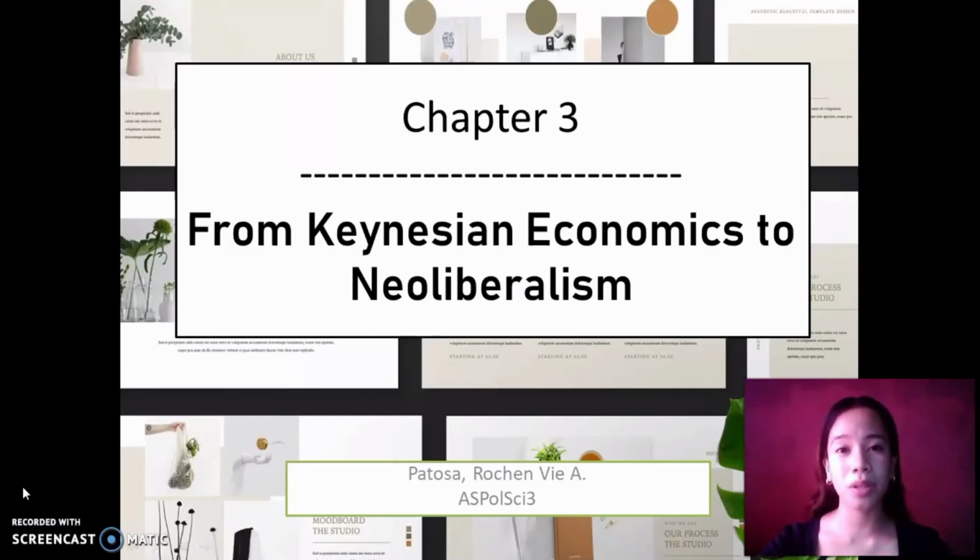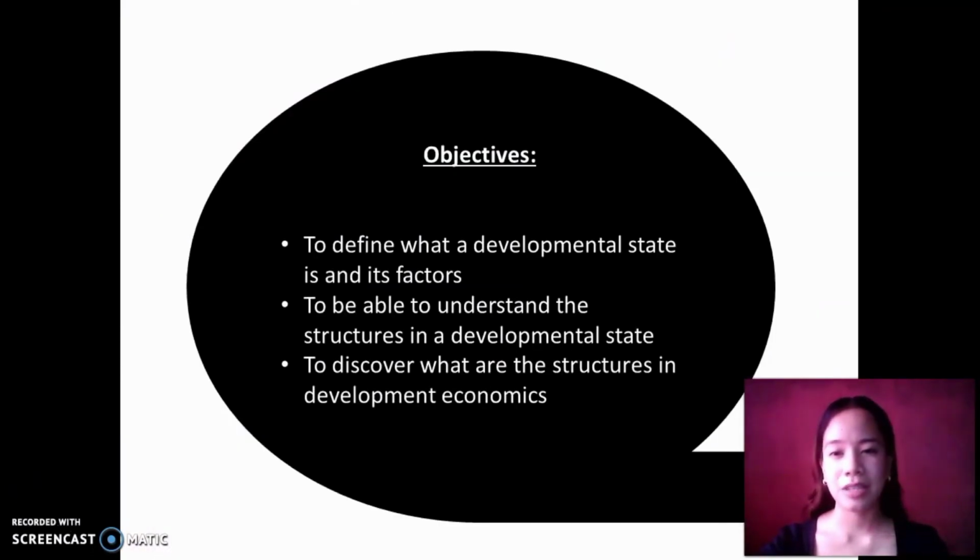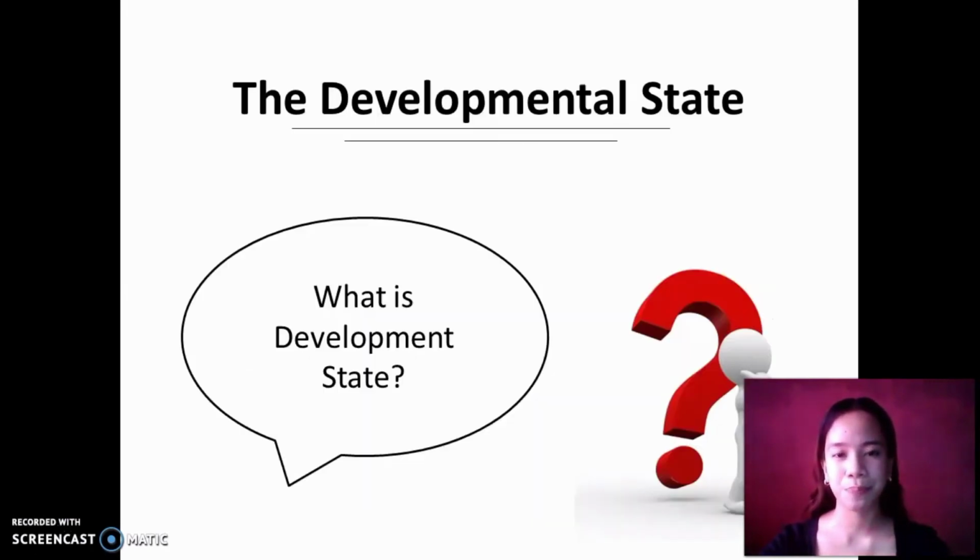I will continue the report on Chapter 3, from Keynesian economics to neoliberalism. So what are the objectives? First, to define what a developmental state is and its factors. Second, to be able to understand the structures in a developmental state. And third, to discover what are the structures in development economics.